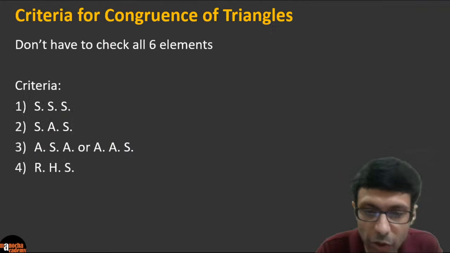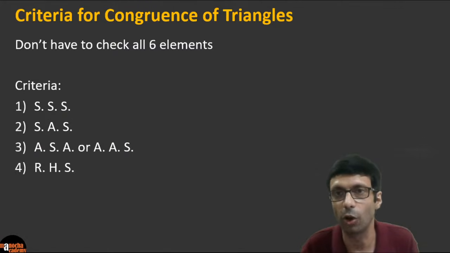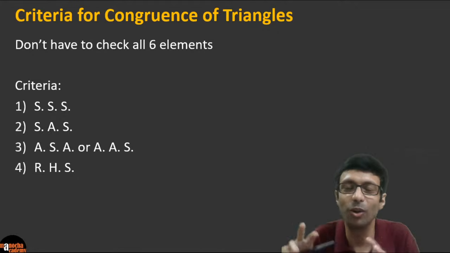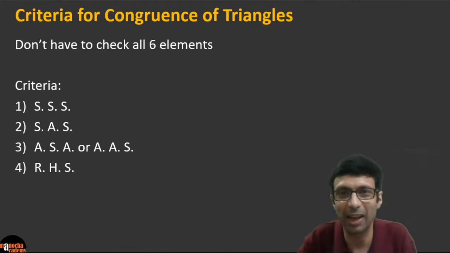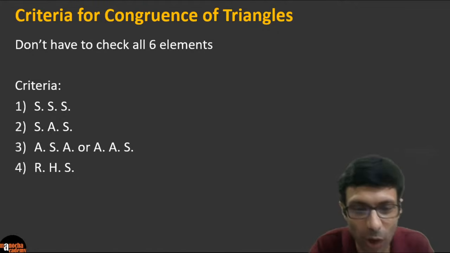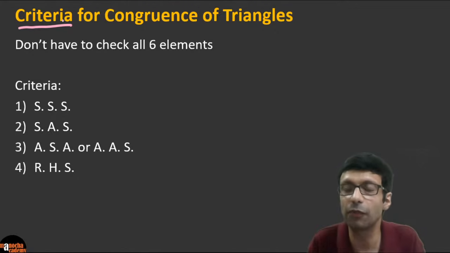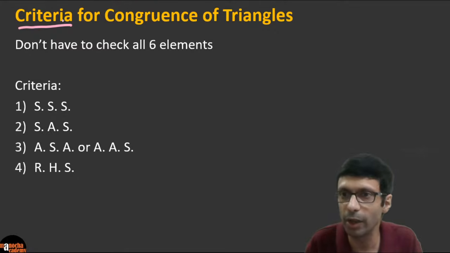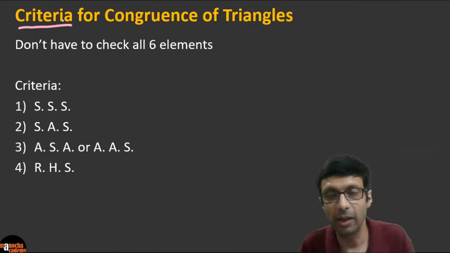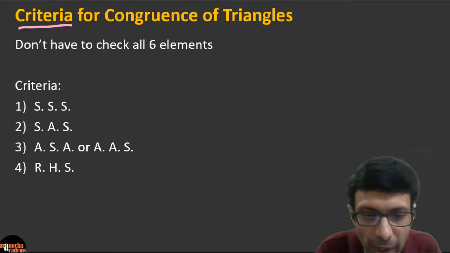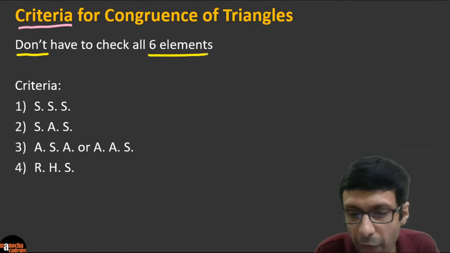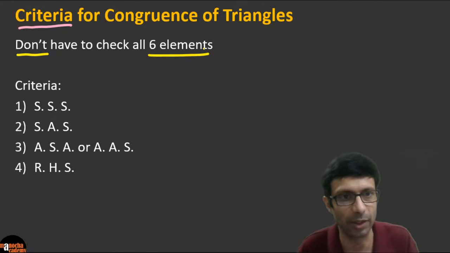Fantastic. So now the question is, how do we test the criteria for congruence? Because as we discussed, you can't keep turning your question paper, picking up the triangle and overlapping. So how do we test if 2 triangles that are given are congruent or not? Do we have to check all the elements? The answer is no. You don't have to check all the 6 elements.